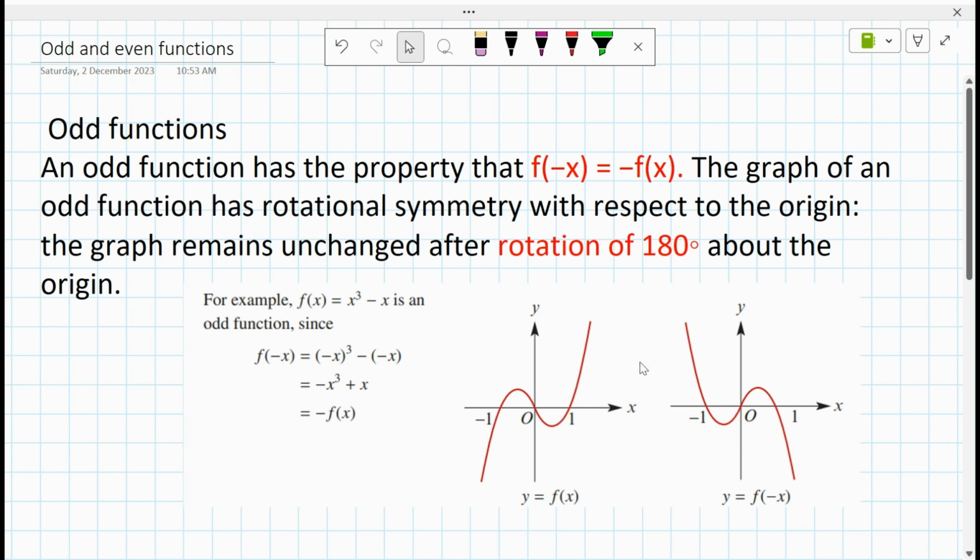Okay, we're going to continue with 1C. Today we're going to talk about odd and even functions.